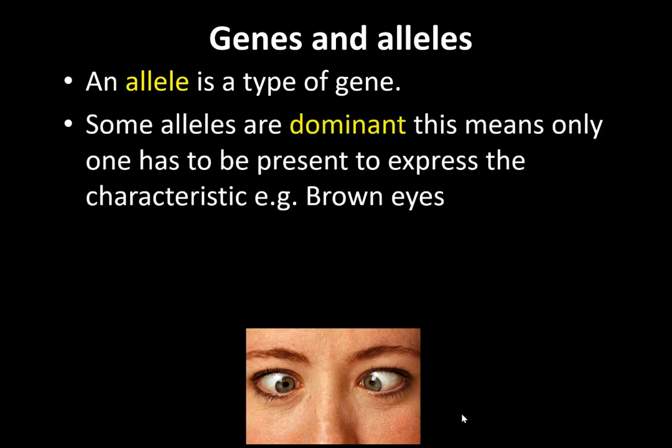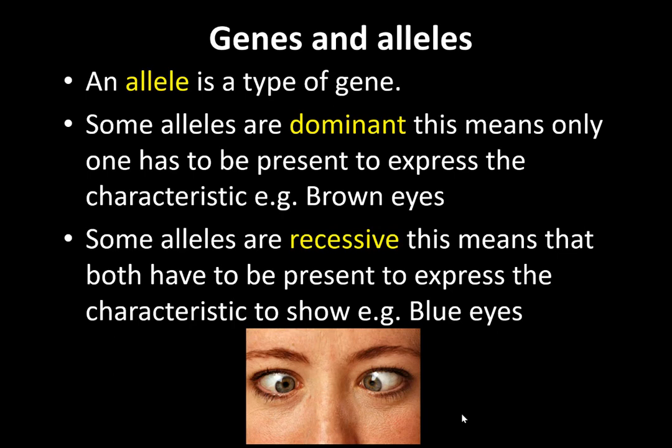Now, some alleles are dominant. This means that only one has to be present to express that characteristic. And we use the word express, which means to show that characteristic. So, for example, brown eyes. You inherit one allele from your mum and one from your dad, and you would only need to inherit one brown-eyed allele from either parent, and your characteristic would be brown eyes.